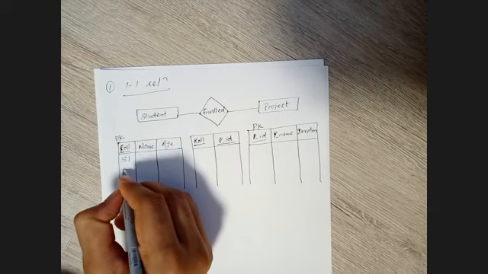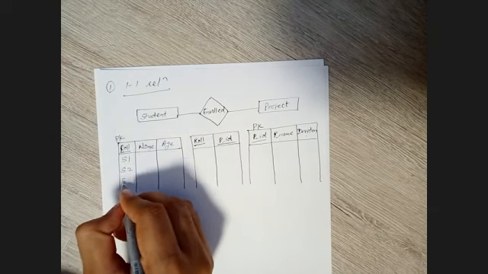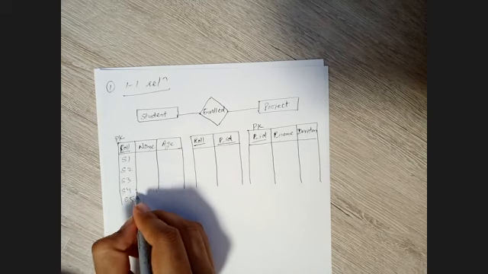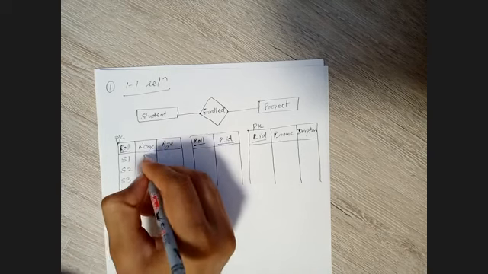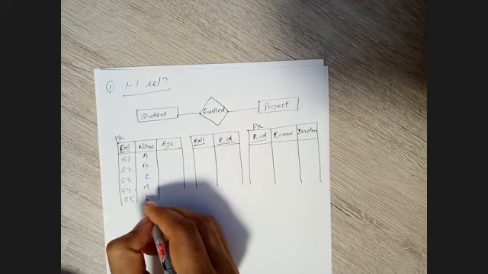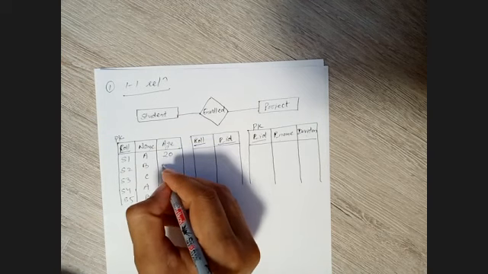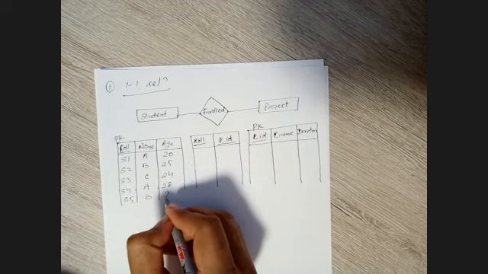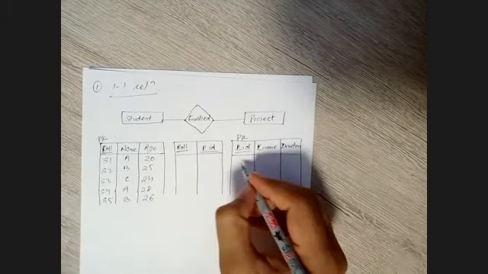So okay, let's take some values in the student table. Let's say firstly S1, S2, S3, S4, and S5. Let's say some names A, B, C, acronyms. And the age, let's say 25, 24, and so on. The same goes for project.